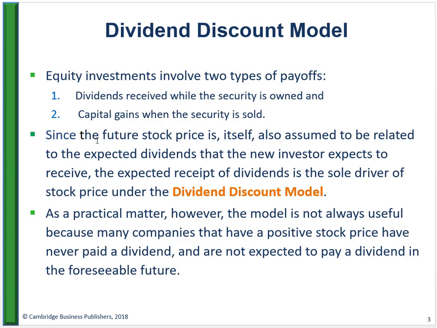So in the dividend discount model, just quickly by review, the stock's value is based on the future cash flows to the equity holder. Those future cash flows are primarily dividends, and then the uncertain amount which the shareholder will receive when they actually sell the stock.